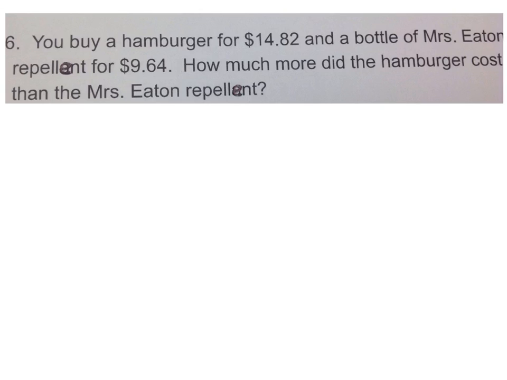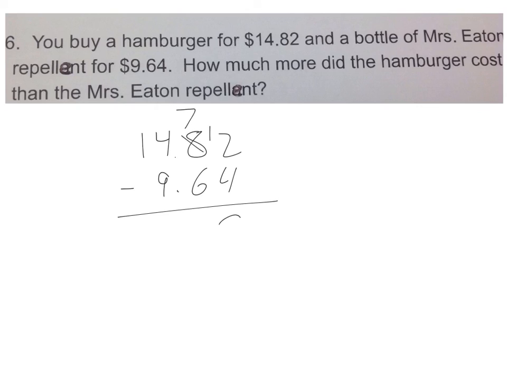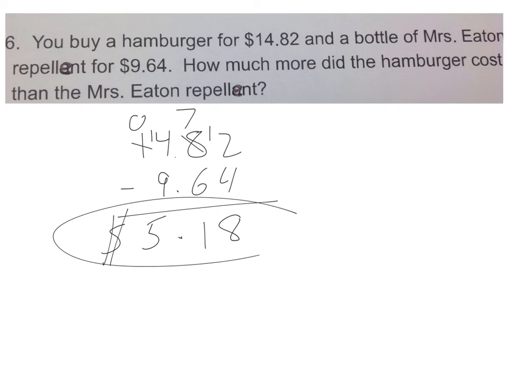Next one. On this one, you buy a hamburger for $14.82 and a bottle of mosquito repellent for $9.64. How much more did the hamburger cost than the mosquito repellent? All you're doing is subtracting your decimals, because you're comparing the two and you want to see how much more one costs than the other. So when you subtract these, you will do some borrowing. You'll get 8, a 1, decimal comes straight down. 14 minus 9 is 5, so you end up getting $5.18.